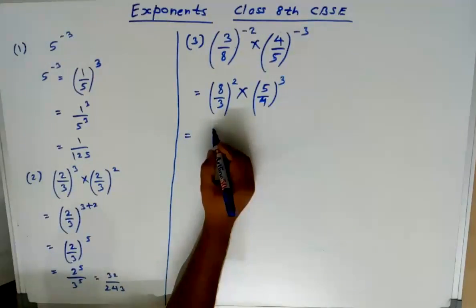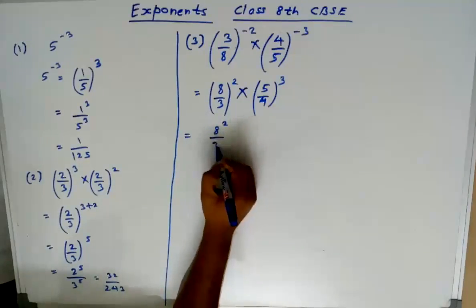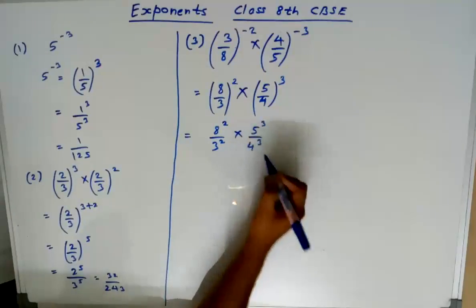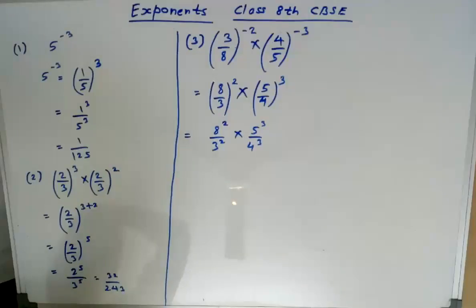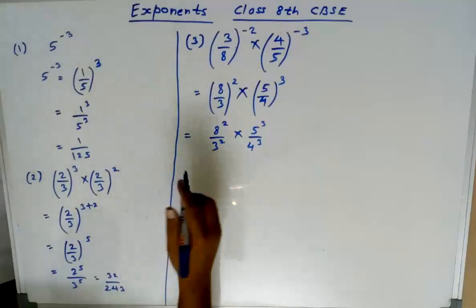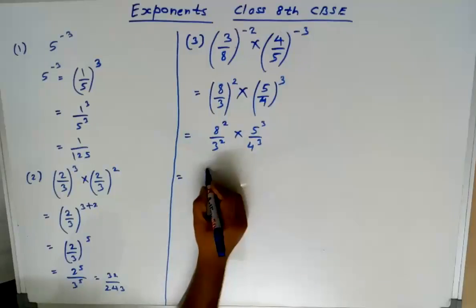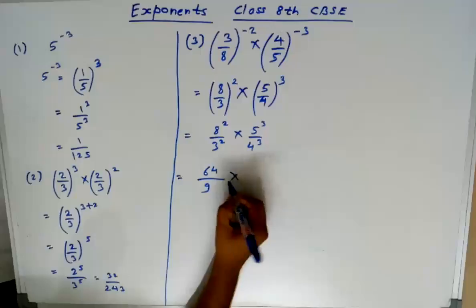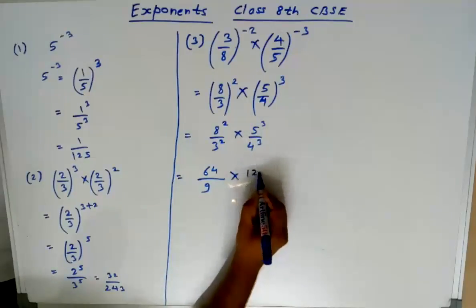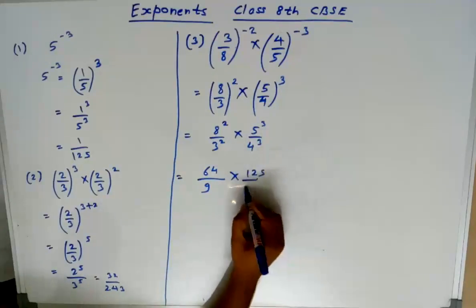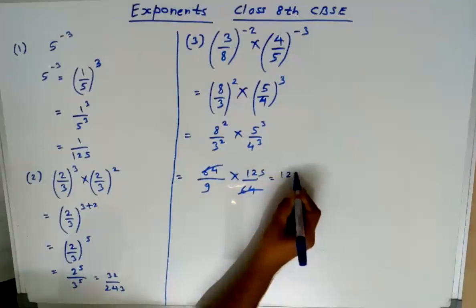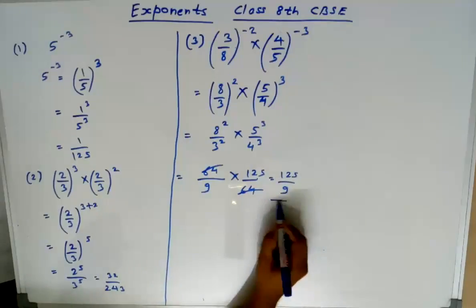Now we can multiply it as 8^2 upon 3^2 into 5^3 upon 4^3. So 8 into 8 is equal to 64, 3 into 3 is equal to 9, 5 into 5 into 5 is equal to 125, and 4 into 4 into 4 is equal to 64. We will cancel this. So the answer is 125 upon 9.